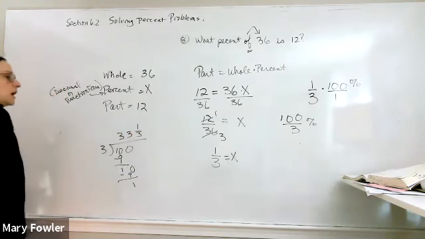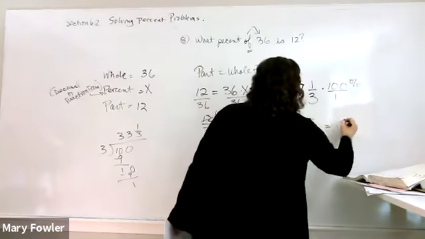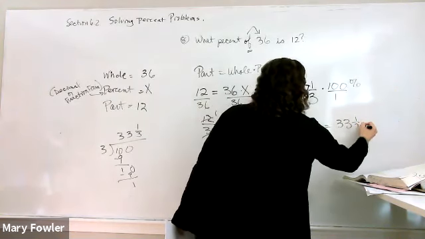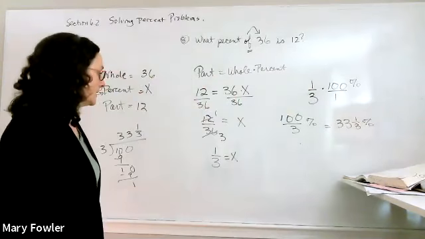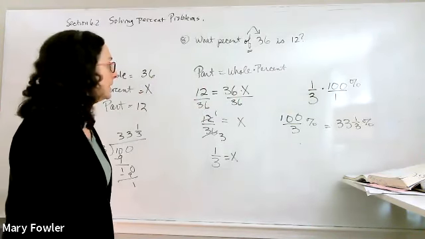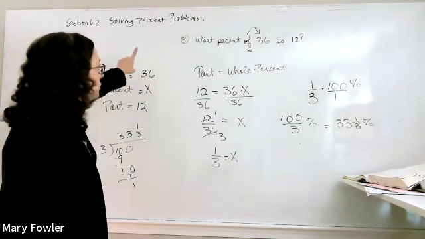So 3 goes into 100, 33 1/3 times. So this is 33 1/3%. All right. That's number 8. So again, let's take a moment to just review.